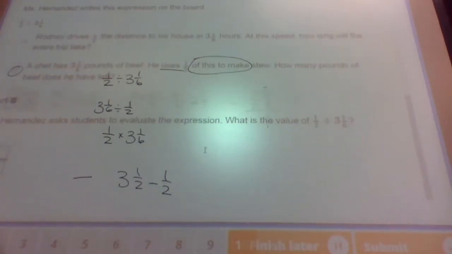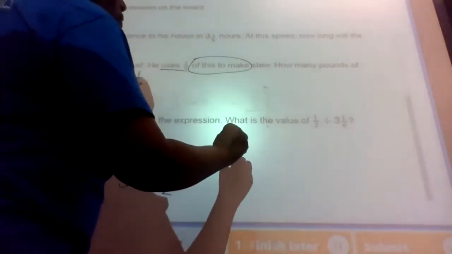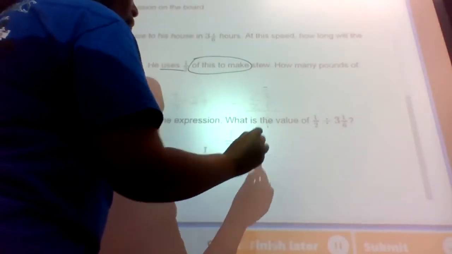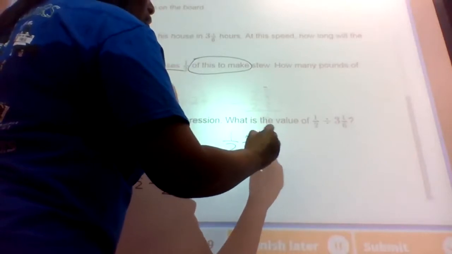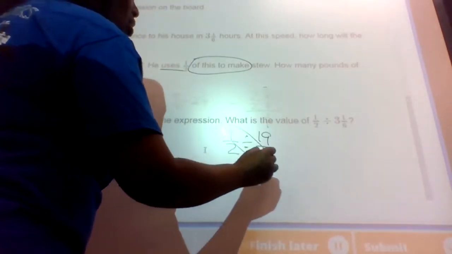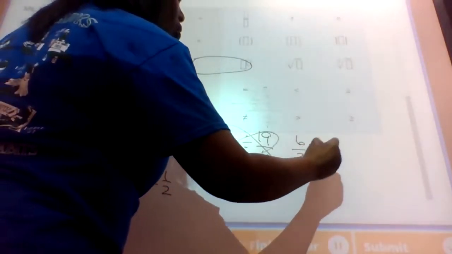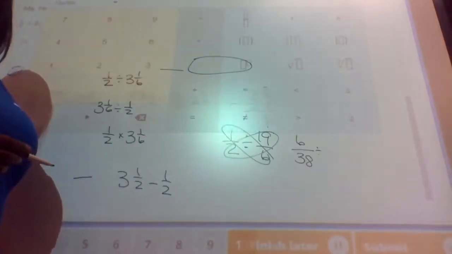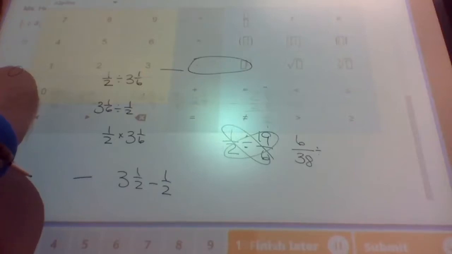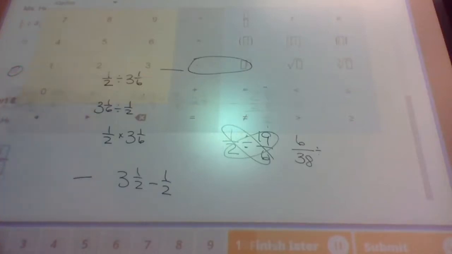All right. So what's the answer? So we're going to have 1/2 divided by 19/6, which is 6 out of 38. What can go into 6 and 38?